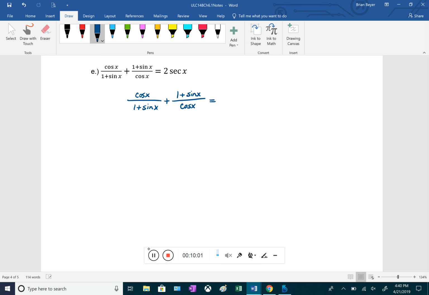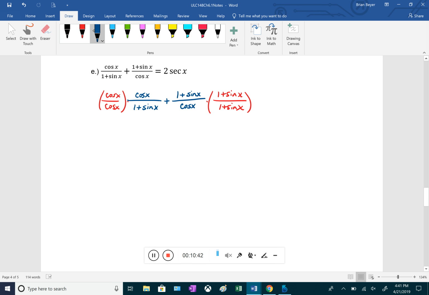Anytime that happens, we have to combine the fractions. That means we have to get common denominators, which is going to be a little bit messy. The common denominator is going to be cosine of x times 1 plus sine of x. It's just both of these denominators multiplied together for our least common denominator. We have to multiply the one on the right by 1 plus sine of x over 1 plus sine of x, and the one on the left by cosine of x over cosine of x. That will get us to the least common denominator that we want.